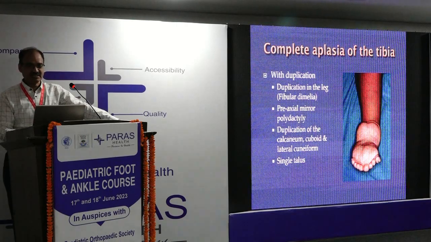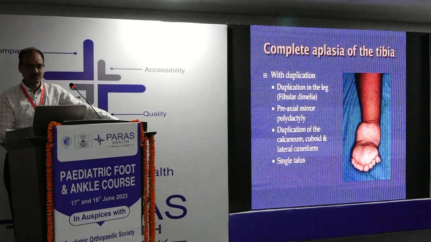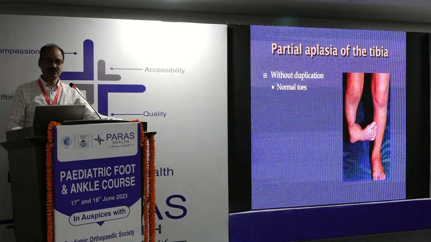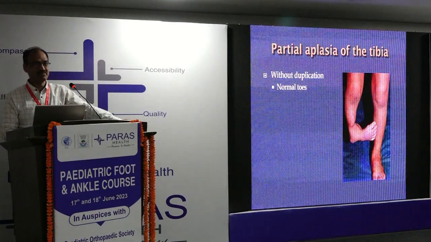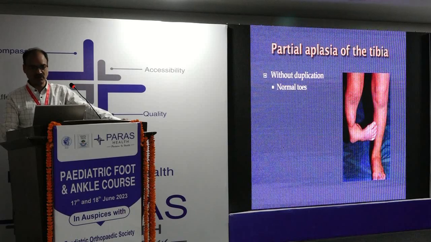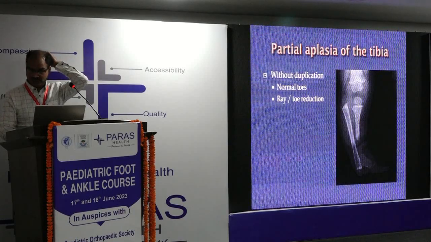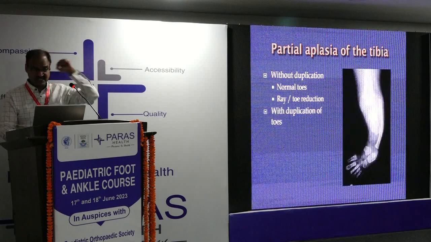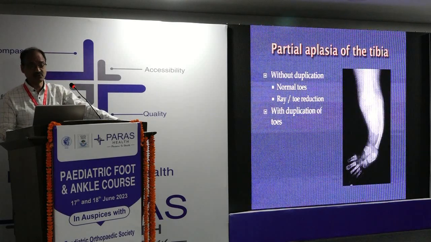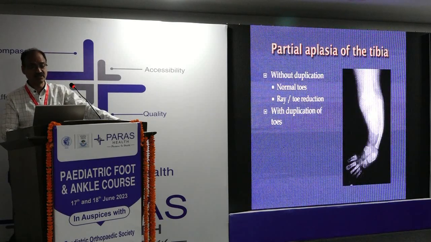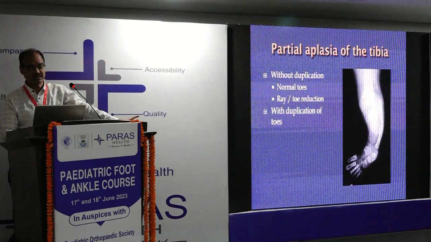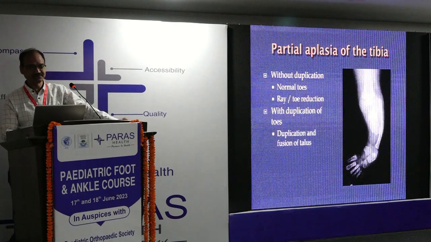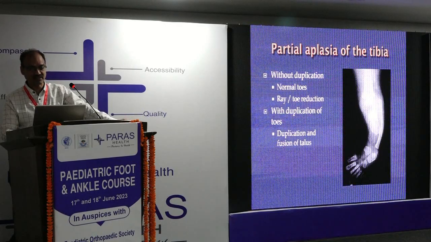These are the clinical pictures of fibular dimelia. What will you do then? In partial tibial aplasia, there will be normal toes, all 5 toes would be there, or there may be a reduction in the rays. Or sometimes there may be duplication of the toes. We can see duplication of the metatarsal type or phalangeal type. Or duplication of the talus. We can see there will be a double talus here also.